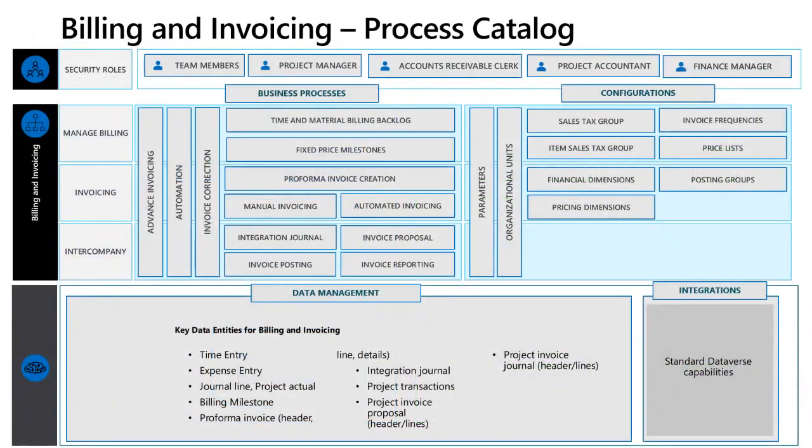Following the same structure as we had in our previous tech talks, in billing and invoicing we identified 5 main personas: the team members who are usually doing the work and booking actuals, the project manager responsible for planning, scheduling, estimating projects, and very often creating the initial pro forma invoices, the accounts receivable clerk and project accounting taking care of the financial part of the invoice processes, and of course the finance manager overseeing everything.